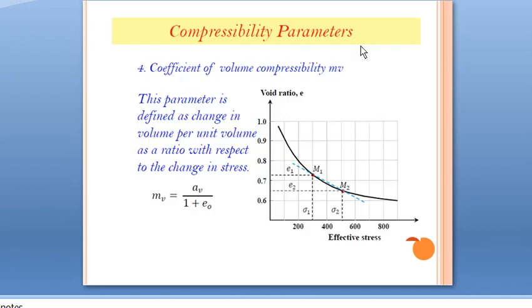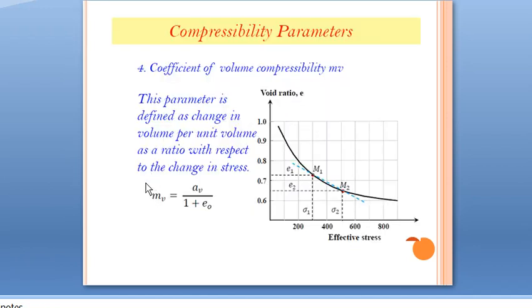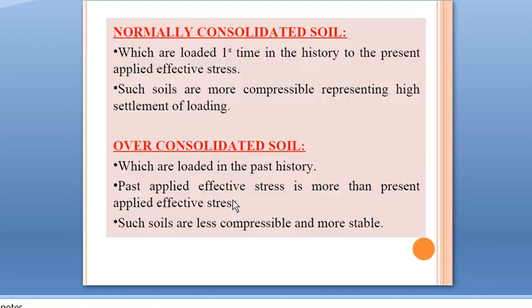It is denoted by mv, and it is the volumetric strain per unit increase in stress, delta V by V divided by delta sigma. The relationship between coefficient of volume compressibility and compressibility coefficient is like this: mv is equal to av divided by 1 plus e naught.